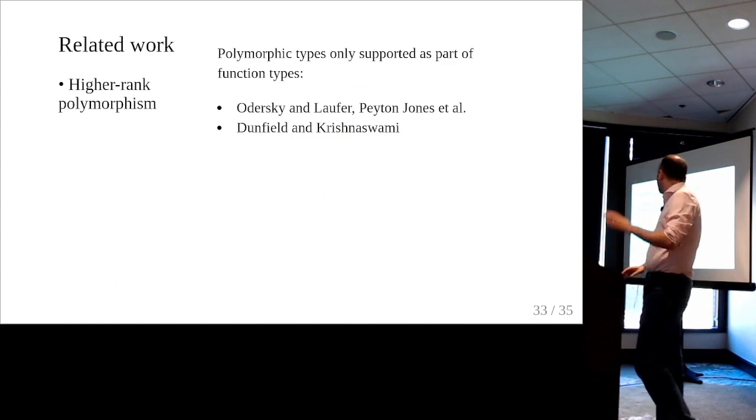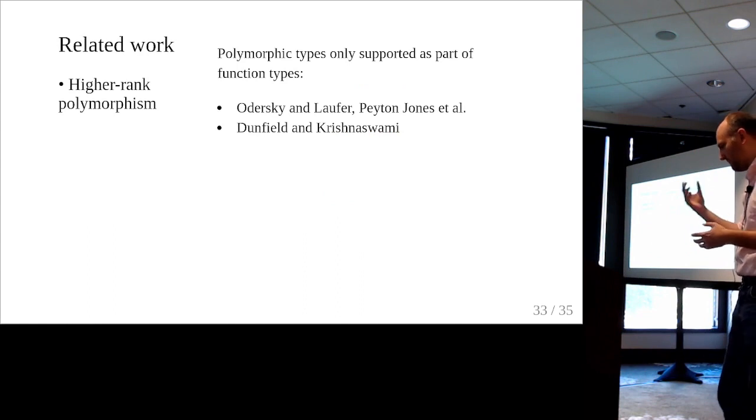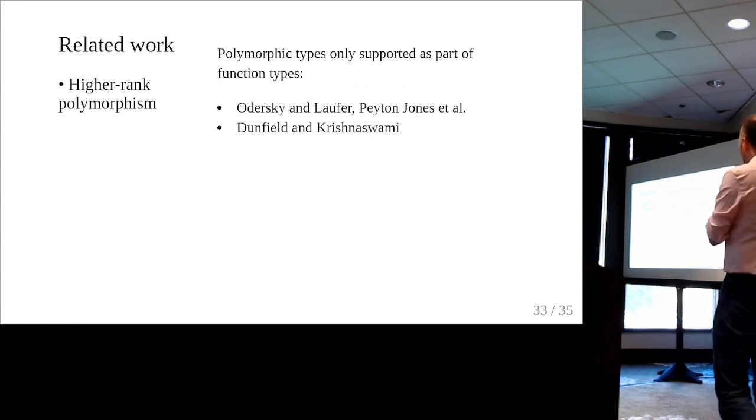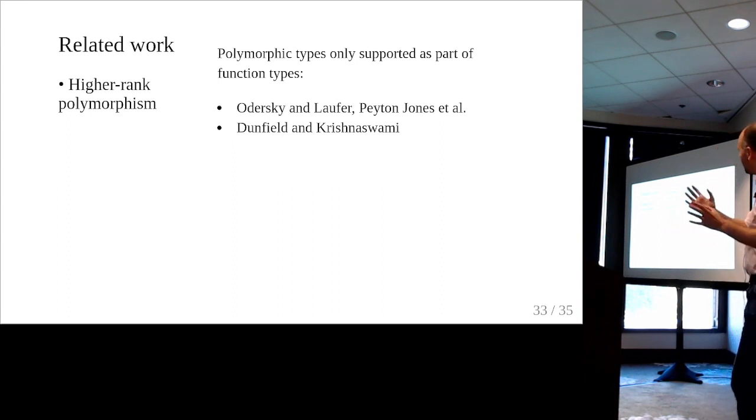Right. Related work. There's kind of two groups of related work: higher-rank polymorphism work and full first-class polymorphism work. Higher-rank polymorphism is where polymorphic types are only supported as part of function types. There's Odersky and Läufer and Peyton Jones et al., and that's the work that supports the RankNTypes extension in Haskell. There's also work by Dunfield and Krishnaswami doing a bidirectional approach.